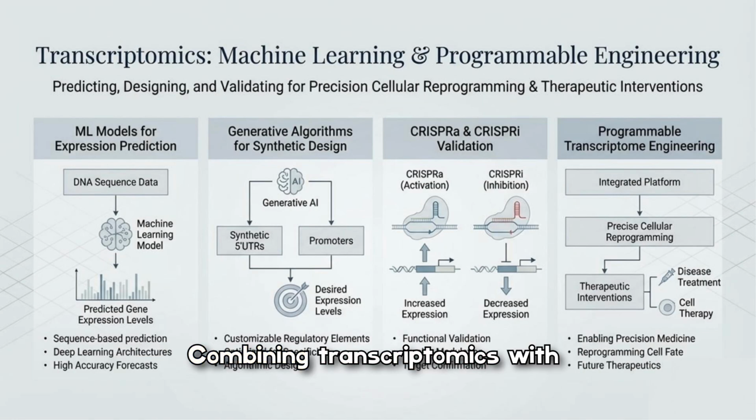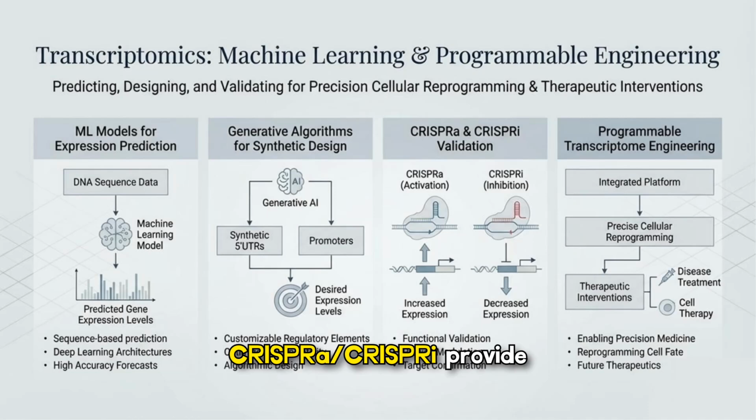Combining transcriptomics with machine learning and programmable engineering enables predictive and synthetic control of gene expression. ML models forecast expression from sequence. Generative algorithms design regulatory elements. And CRISPRi provide functional validation and modulation. Together, these tools support precise cellular reprogramming and therapeutic strategies that leverage transcriptome-level control for future interventions.